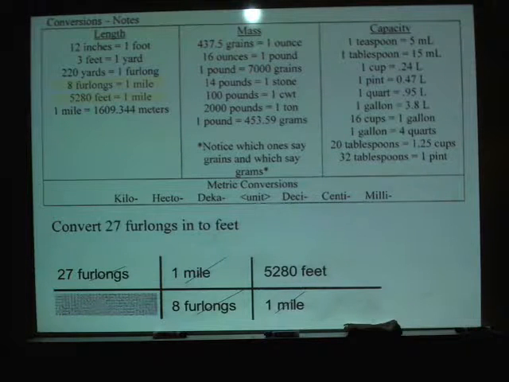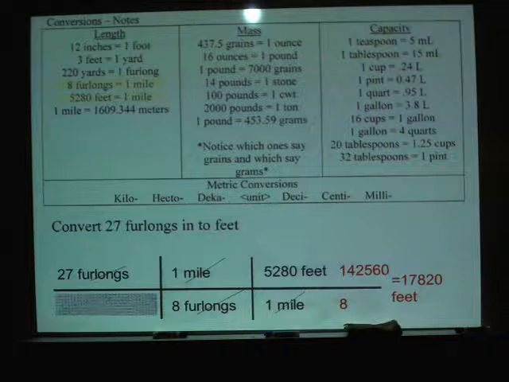So I'm going to multiply across the top, 27 times 1 times 5,280, not necessarily the nicest multiplication ever. I get 142,560. And on the bottom, I've got 8 times 1, which is a much nicer multiplication, which is going to change into 8. I'm going to divide these two. I'm going to do the 142,560 divided by 8. And when I do that, I get 17,820. So 27 furlongs is the same as 17,820 feet.